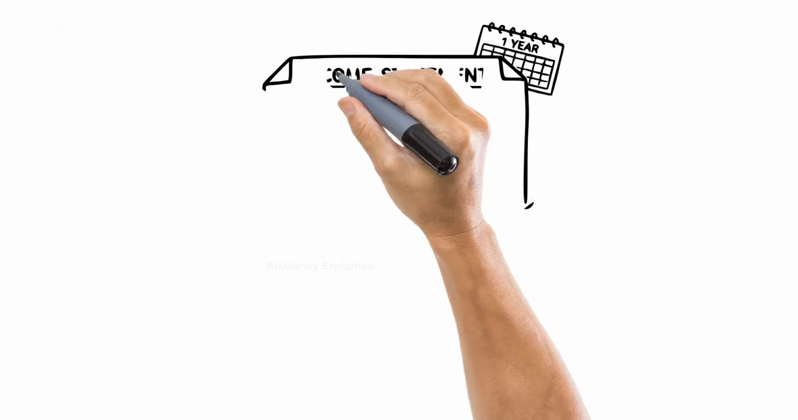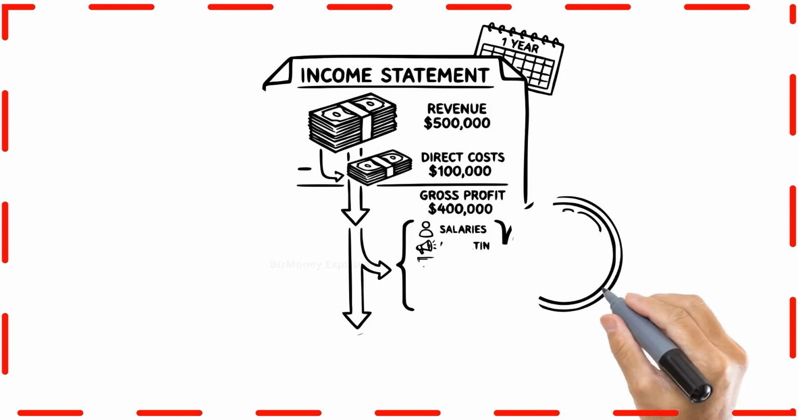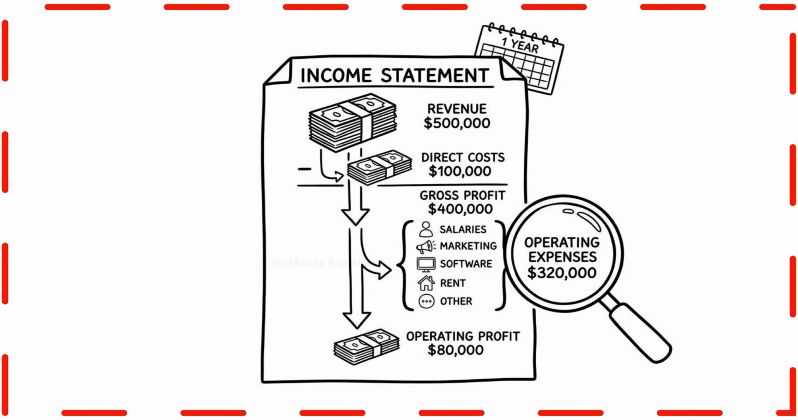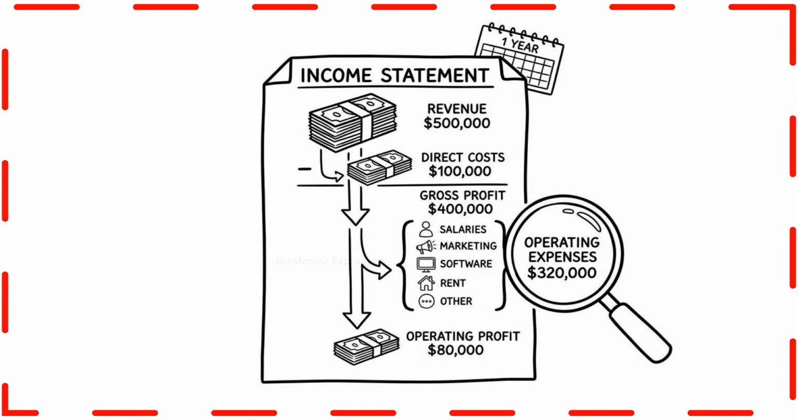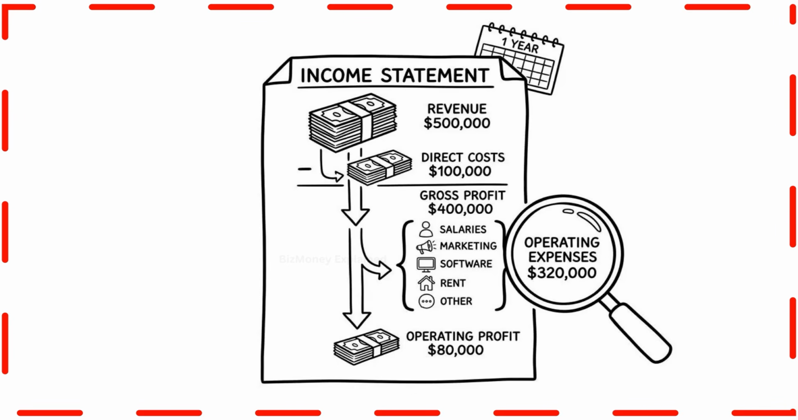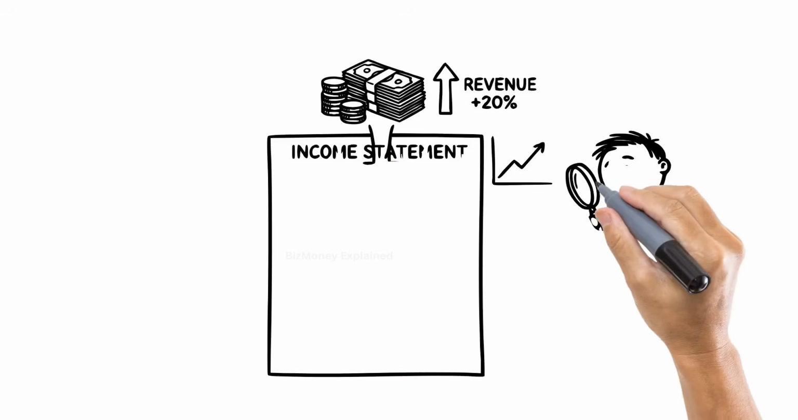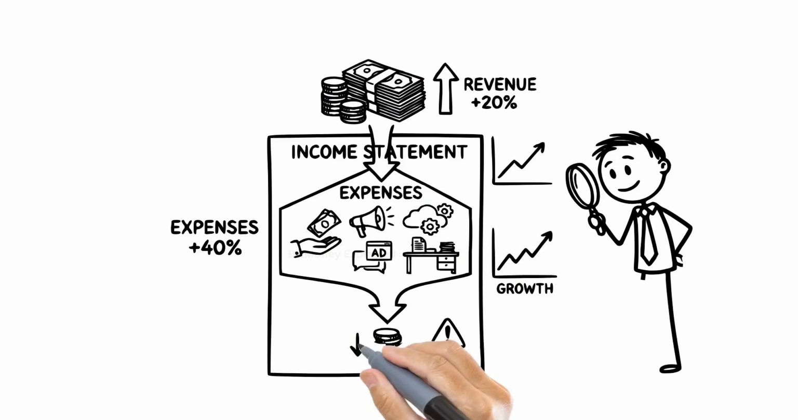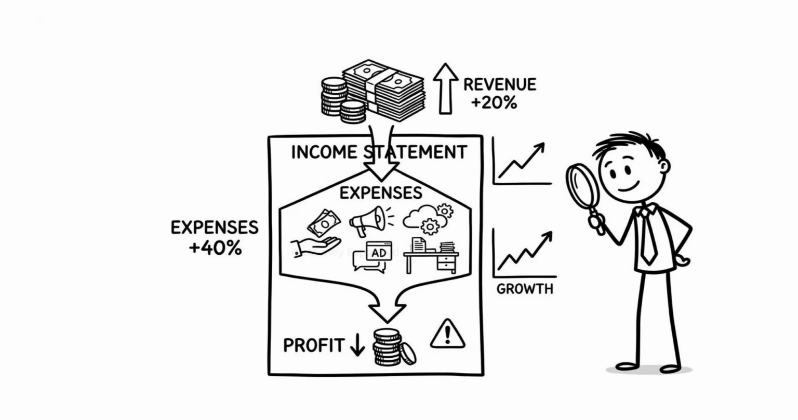The income statement tells the financial story of what happened over a period. Instead of simply asking whether sales increased, management can see where revenue was consumed. If revenue rises 20% while operating expenses rise 40%, growth may actually weaken profitability. Reading an income statement means following revenue downward until you understand what the business truly earns.